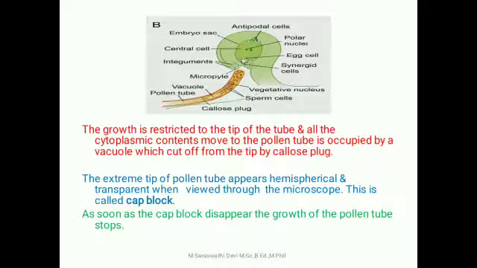The extreme tip of the pollen tube appears hemispherical and transparent when viewed through the microscope. It looks like a cap block. As soon as the cap block disappears, the growth of the pollen tube stops.